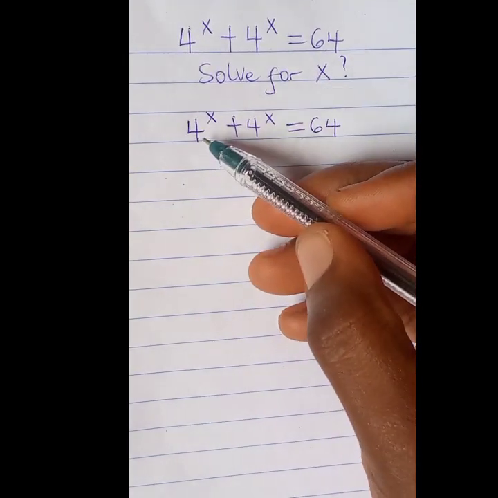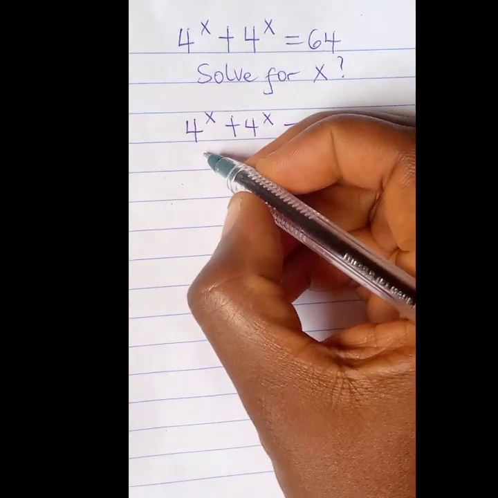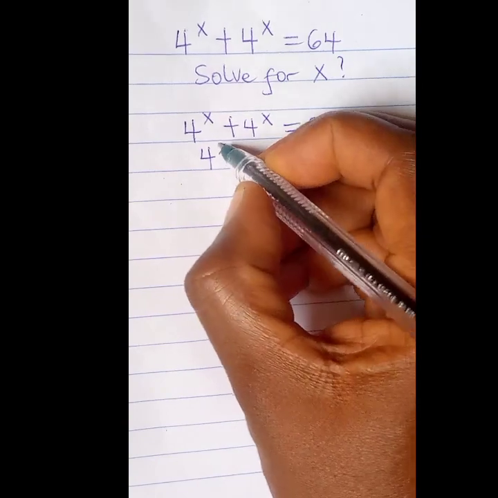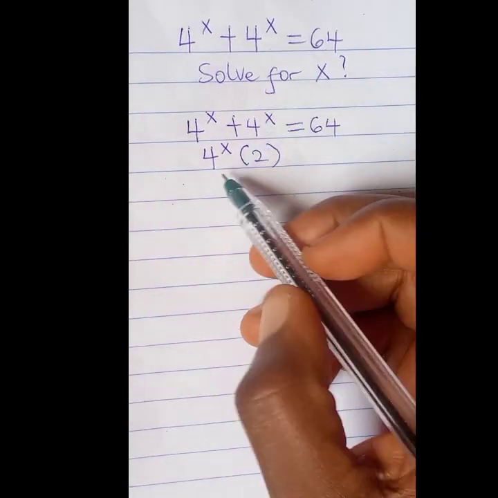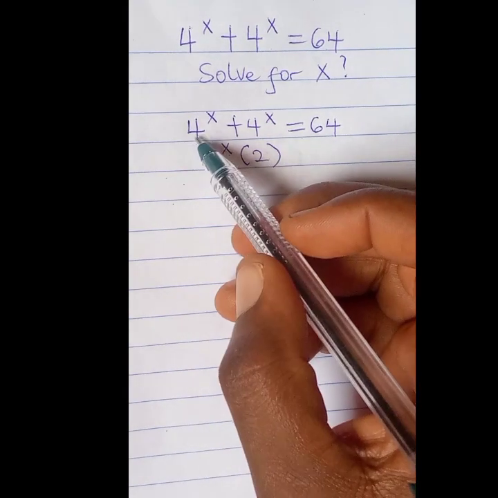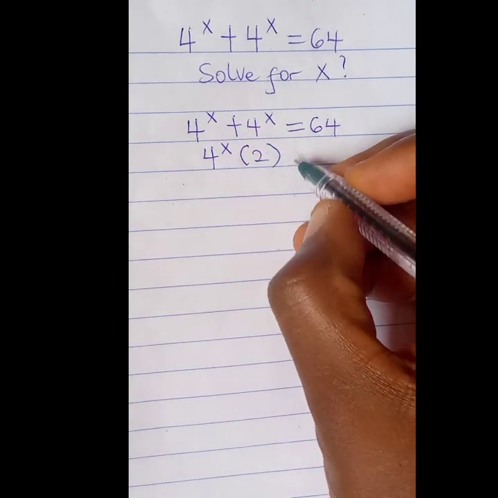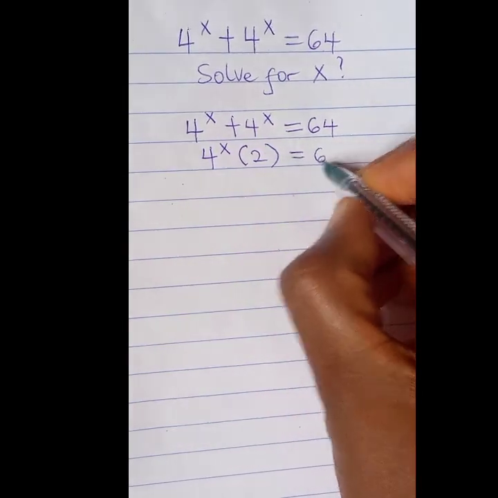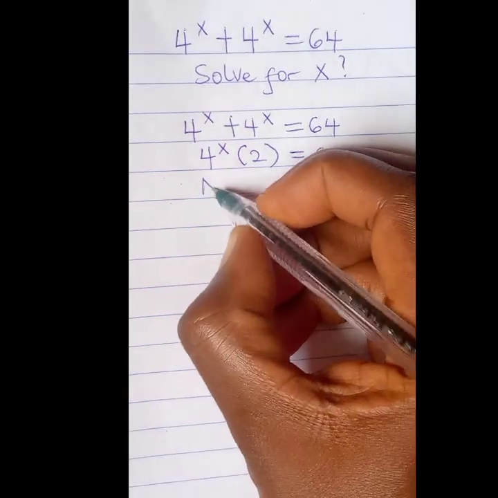Now let's look at this. We have 4 raised to power x in two places here. That is 4 raised to power x times 2. The reason why we have 2 here is because 4 raised to power x appeared twice. So equals 64. The next step is what?